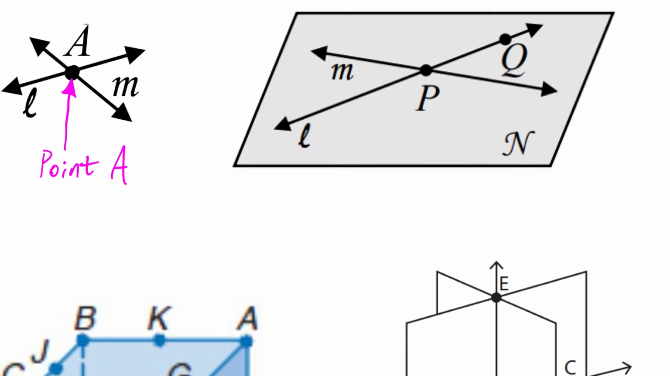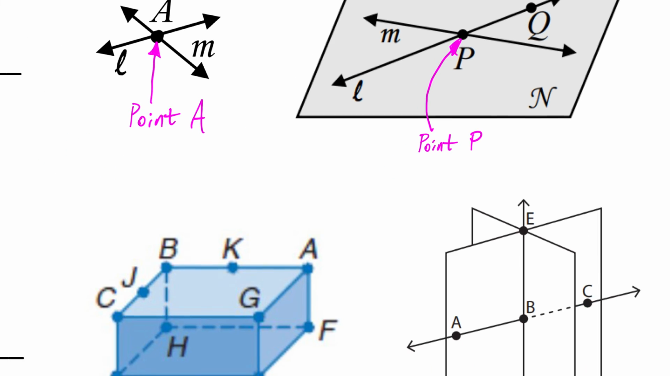On this one, where are lines L and M meeting? At point P. So you can see right there, those two lines meet up at point P.